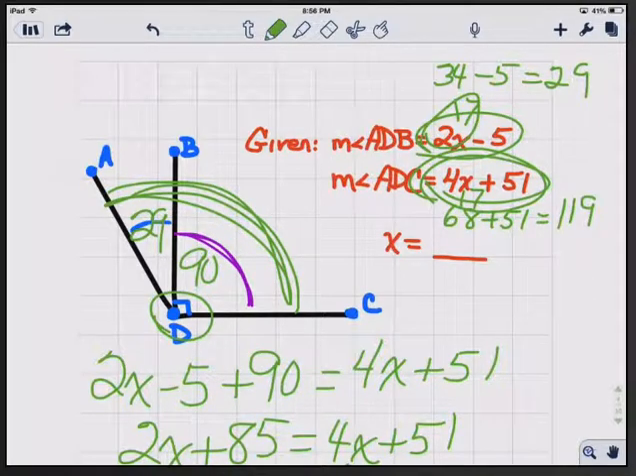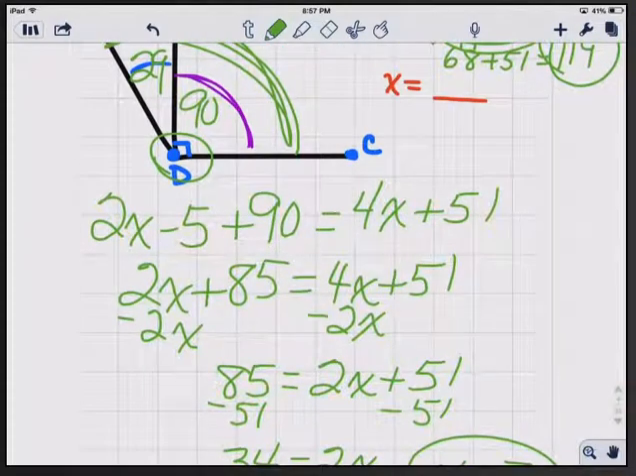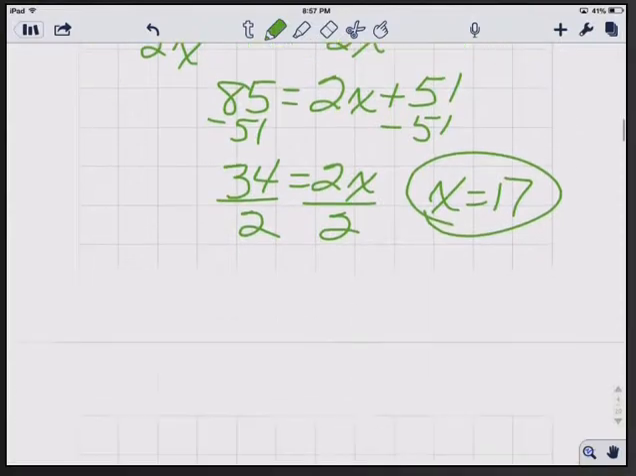119. And now we can check our answer by using the angle addition postulate for the degree measures. 29 plus 90 does equal 119. So therefore that answer checks, and x equals 17 is the correct answer.